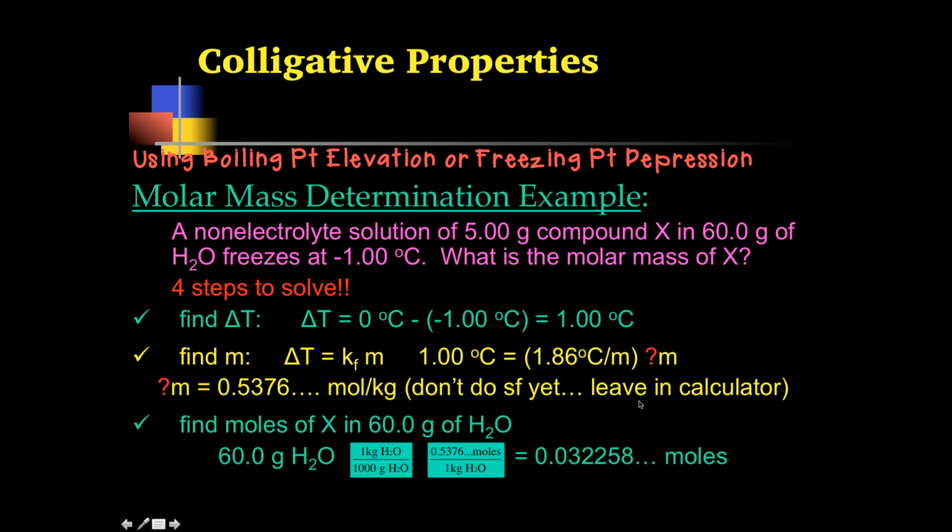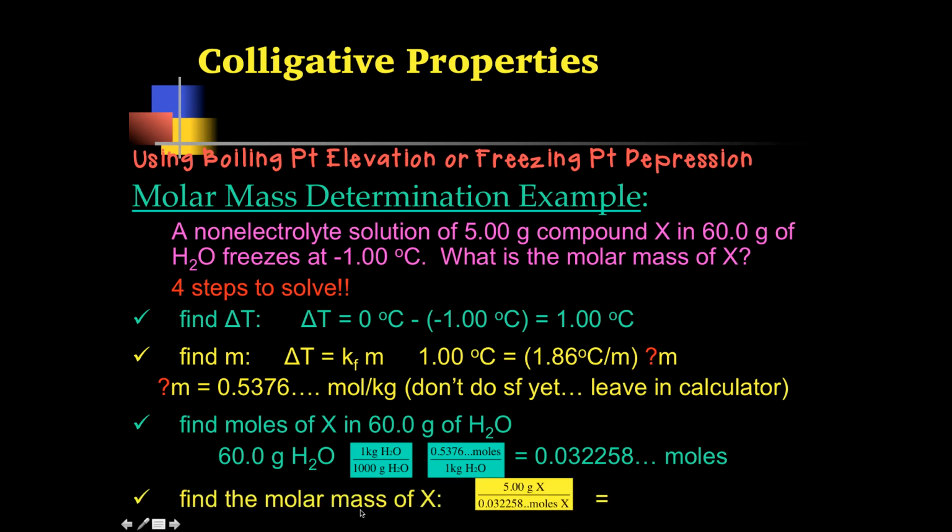And again, just leave this in your calculator. Don't do any sig figs yet. All right, so now this is my number of moles. But remember, I'm trying to find the molar mass because that's related to the identity. This number of moles, you could get that in any way. So what's the molar mass? Well, molar mass is grams divided by moles. I have grams of my unknown. I have moles of my unknown because of all of this work.